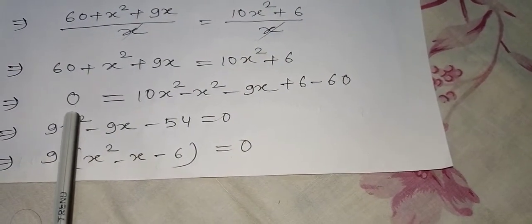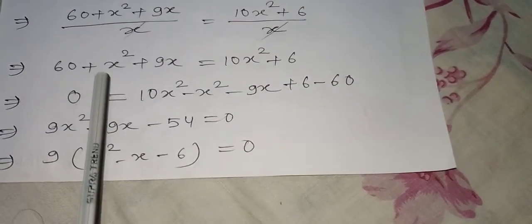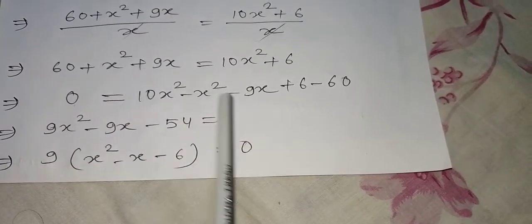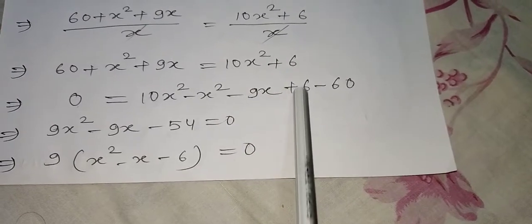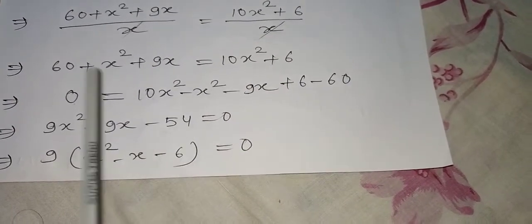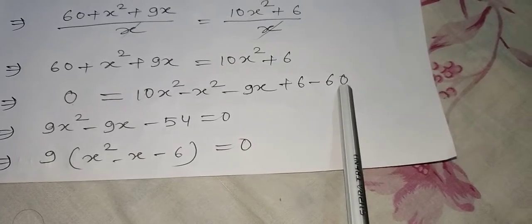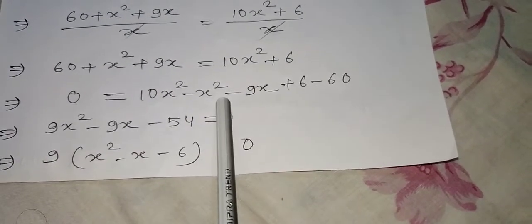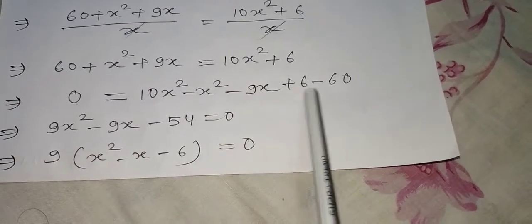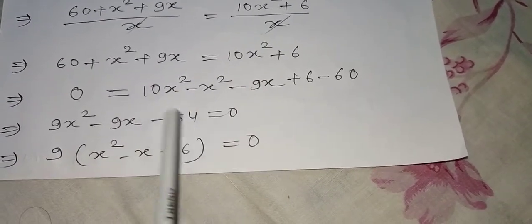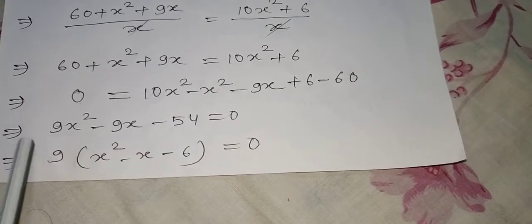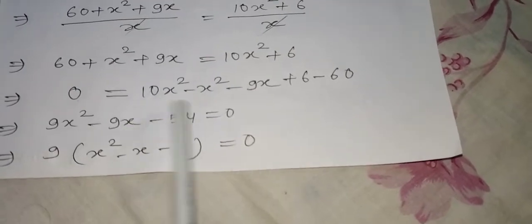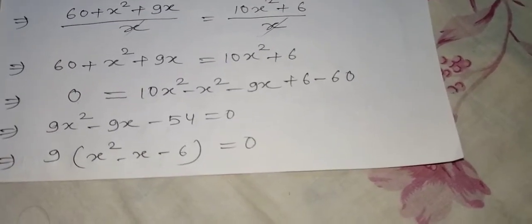So here I wrote 0 and then 10x square, and this plus x square became here minus x square. This plus 9x became here minus 9x. This plus 6 is in the same position, and this plus 60 became minus 60. And now 10x square minus x square is 9x square, minus 9x, and it will become minus 54. 9x square minus 9x minus 54 equal to 0. The 0 came to this side and its result came to the left side.